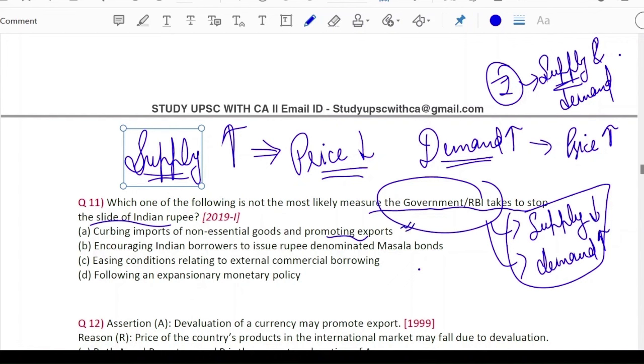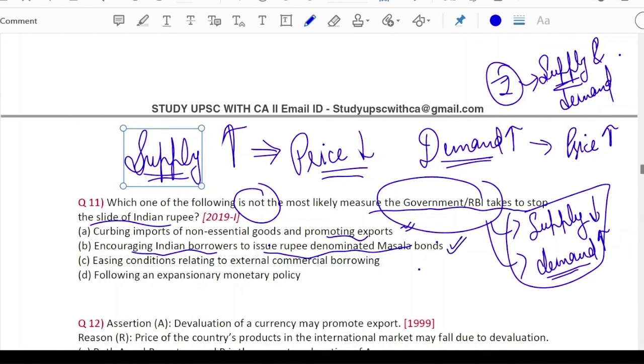But in this question, you need to find the incorrect statement. That is, not most likely. So, first statement will help in stopping the slide of Indian rupee. Let's read second statement. Encouraging Indian borrowers to issue rupee denominated masala bonds. What will issuing rupee denominated masala bonds help with? It will increase the demand of rupee. So, it will also help in stopping the slide.